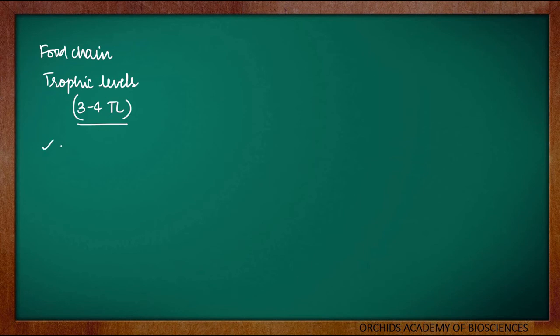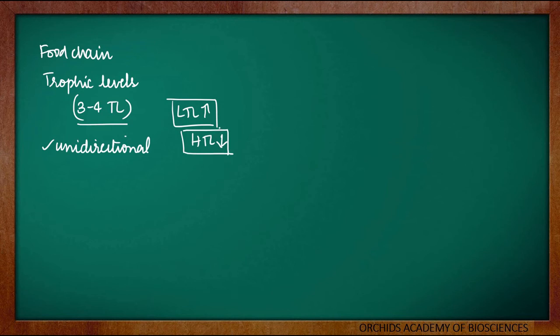One more thing which we discussed was that the flow of energy in a food chain will be unidirectional, or flow of energy from one trophic level to another trophic level is unidirectional. And the number of organisms or individuals at lower trophic level will be higher when compared to higher trophic level. So the number of individuals as well as energy at lower trophic level will be higher, at higher trophic level it will be lower. This is what we have already seen.